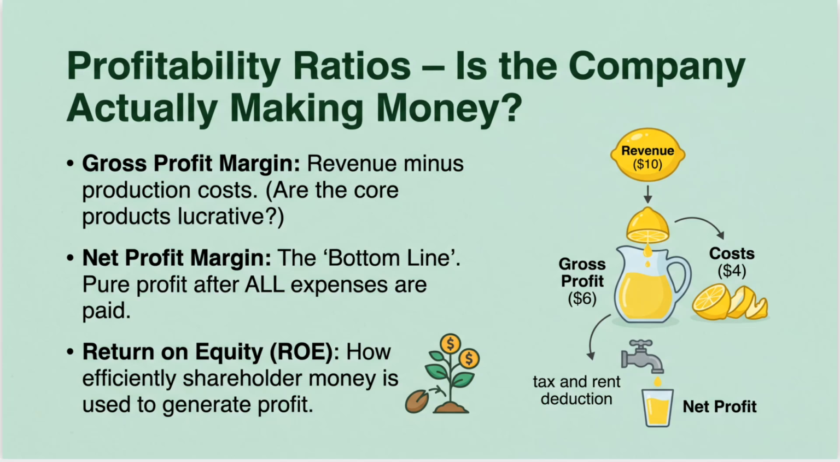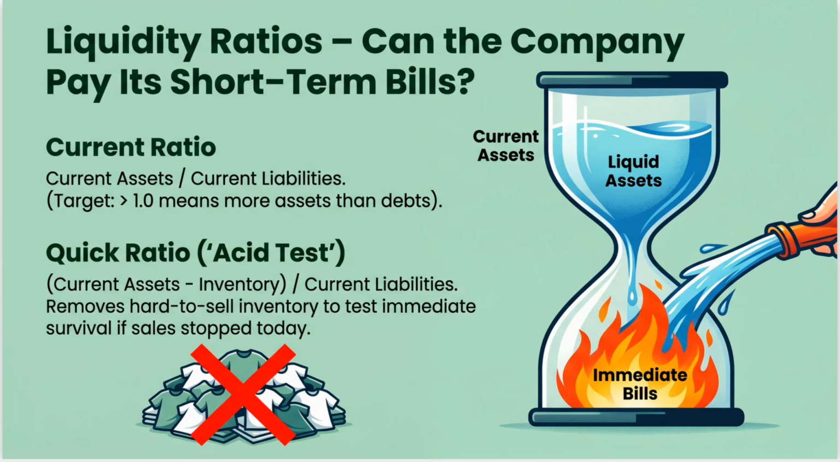Return on equity, or ROE, goes one step further by asking how efficiently the company uses shareholders' money to generate profit. Now we move to liquidity ratios, which are about short-term survival. Liquidity ratios show whether a company can pay its short-term bills on time.